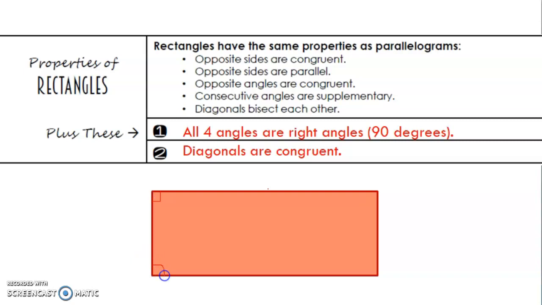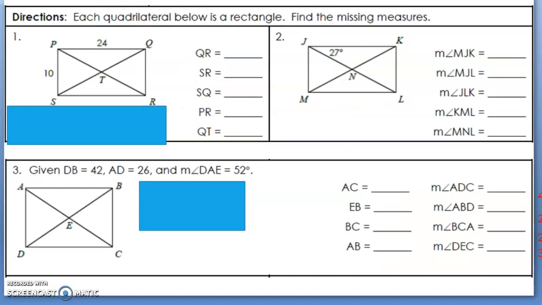So here's the new one. We've got right angles at each corner, and the diagonals are congruent. So pretend this is a straight line, boom. Not only do these meet in the middle of each line, but these lines are the same length. Okay, so we're going to dive into solving using these properties.